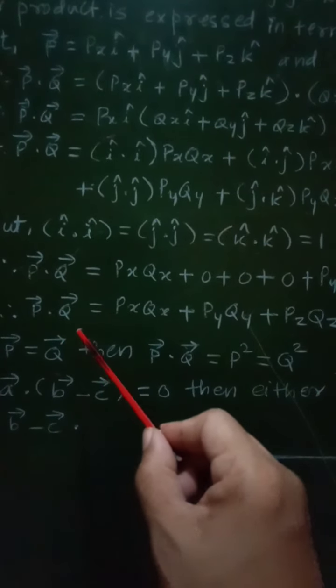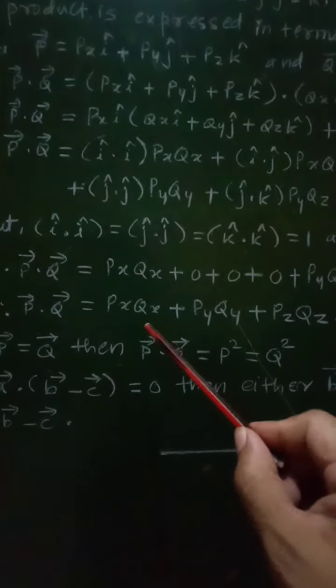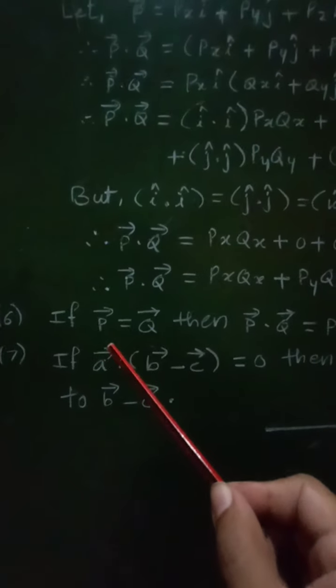So this will be the proof of this property, that is scalar product of two vectors p and q will be written in terms of rectangular components. So vector p dot vector q equal to px qx plus py qy plus pz qz. And now let us see the second last characteristic, that is if vector p equal to vector q, that is two vectors are equal, then vector p dot vector q equal to either p square or q square we will get.